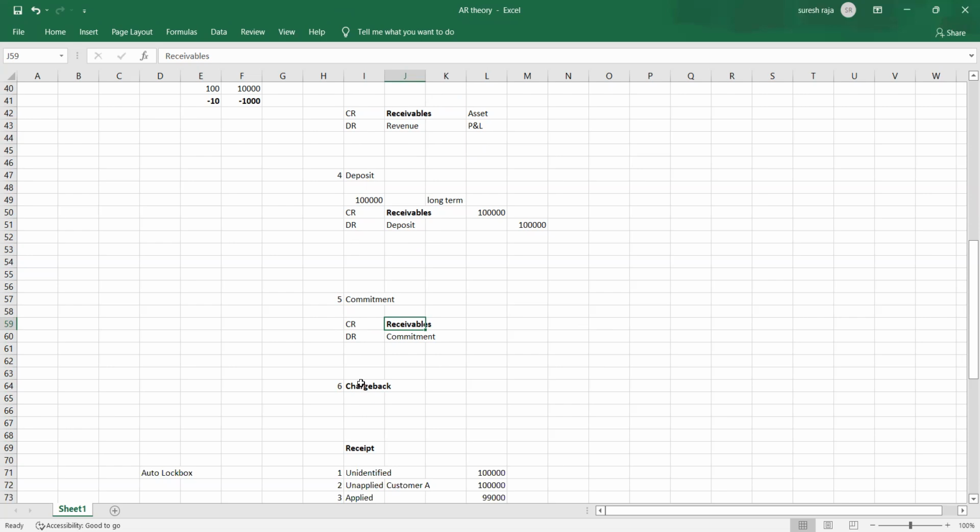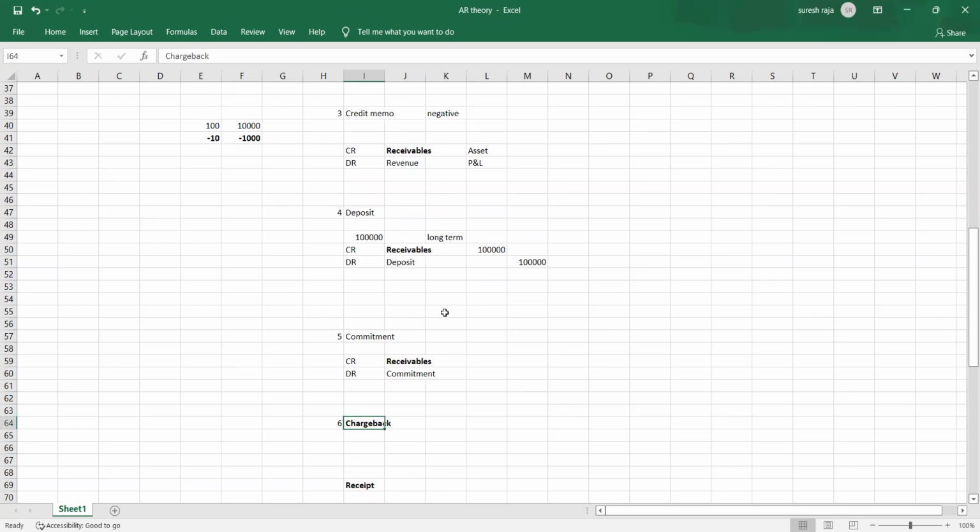And we have chargeback. Chargeback will not create an invoice. In receipt, you will reverse something like that. If it is very old, then you will create a chargeback invoice. So these are the types we'll see one by one in the system.